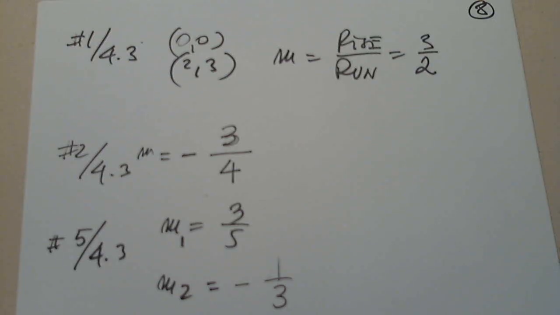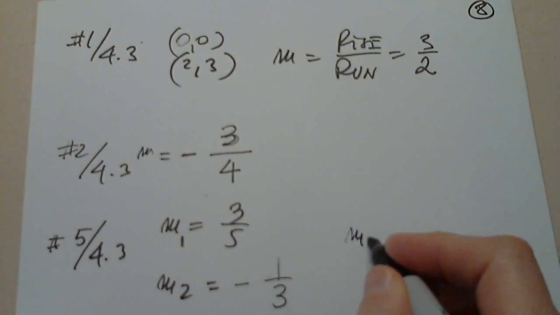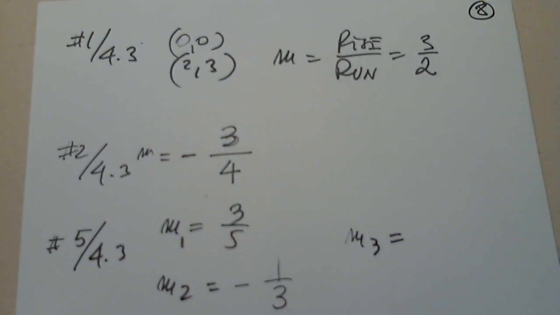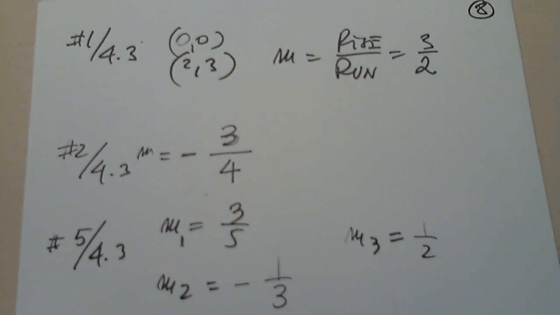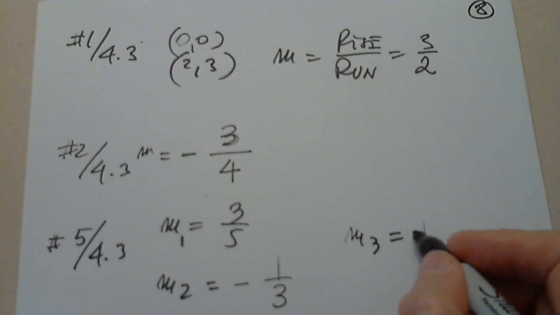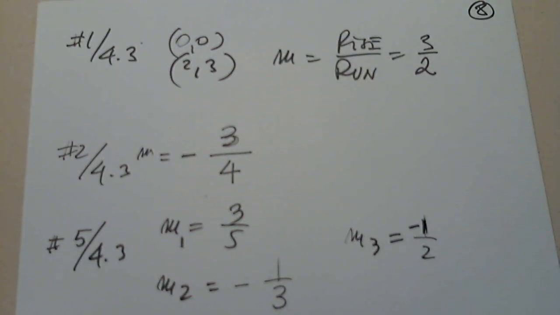Can anyone give us the slope? One over 2. 1 over 2. So again, negative. A negative, of course. Negative 1/2. So I use this point and I use this point. The run is 2 and the rise is 1. 1 over 2 with negative in front.